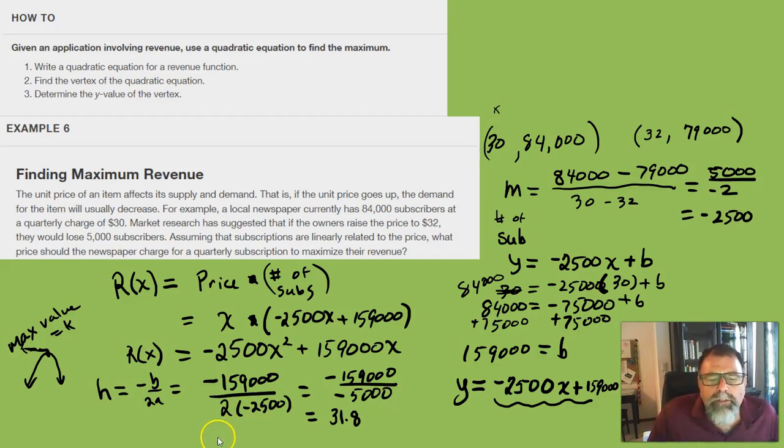Okay, so we should raise our subscription. No, we shouldn't raise it to $32. We should raise it to 31.8 if the research was correct, right? So this is our value we're looking for, 31.80. All right, so set our subscription price to $31.80 in order to maximize revenue. And then if you want to know what that maximum revenue would be, plug the 31.80 into this function, and it'll give you a dollar value.